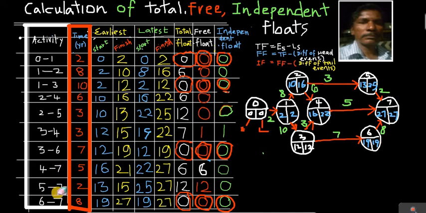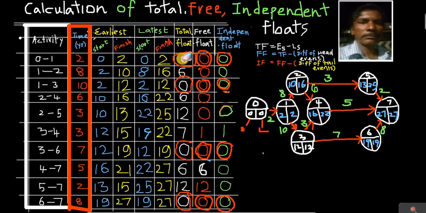For 5 to 7, what we see here, start is 13 and the latest start is 25. The difference is 12. The last one 6 to 7, the earliest start is 19 and latest start is 19. 19 minus 19, 0. Okay, so now look at that, in which places zeros are coming. Those are critical path, we say.